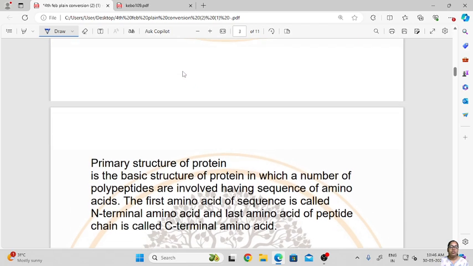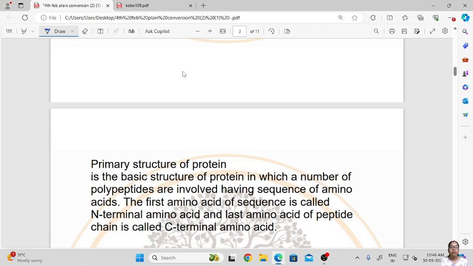So the first structure is the primary structure. The primary structure is the basic structure of protein in which a number of polypeptides are involved having a sequence of amino acids. Okay, this is the primary structure wherein an amino acid is held by the polypeptide bonds. Okay, this is a chain of protein. So this is the primary structure of protein.